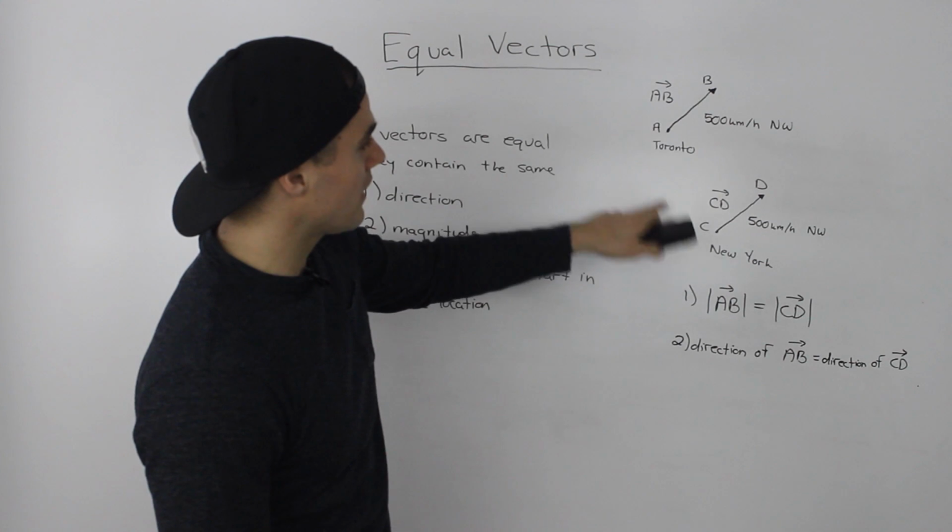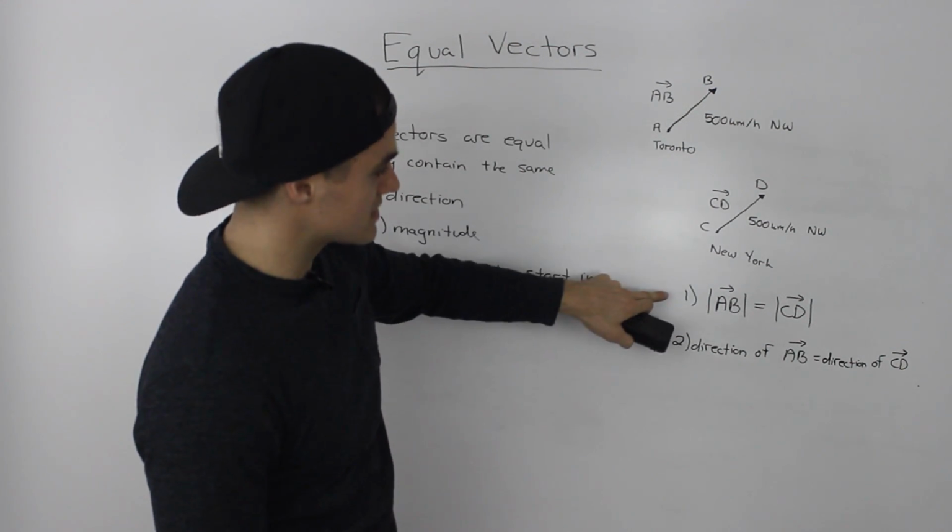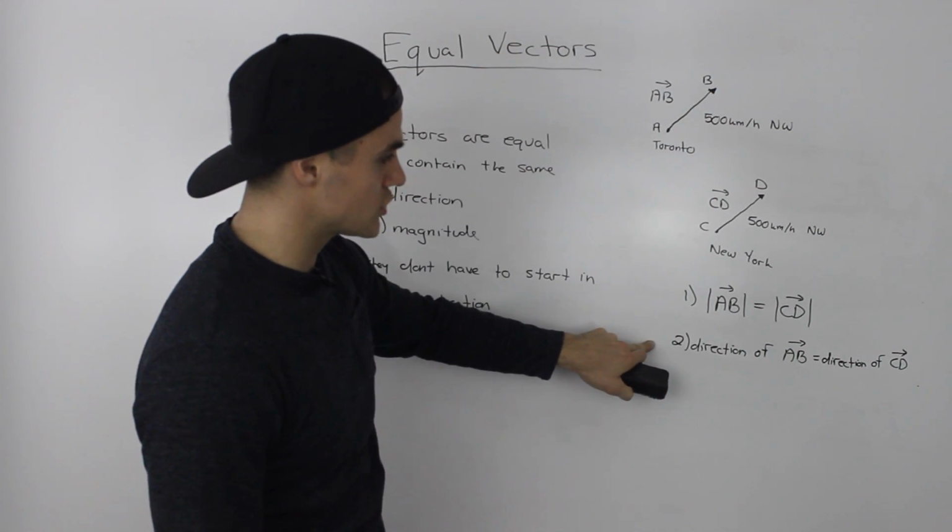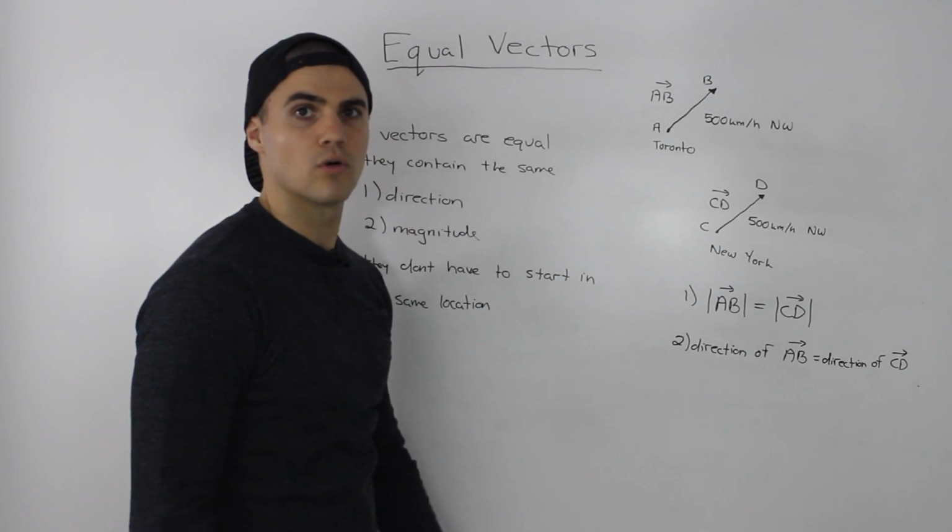So even though they are in different locations, because their magnitude is equal and their direction is equal, they are both equal vectors.